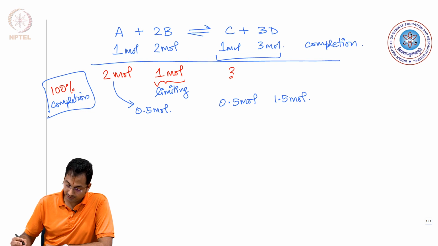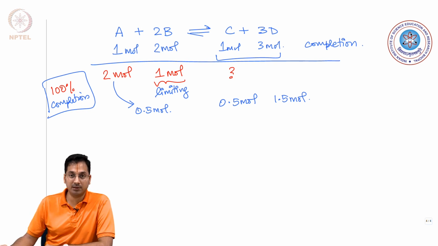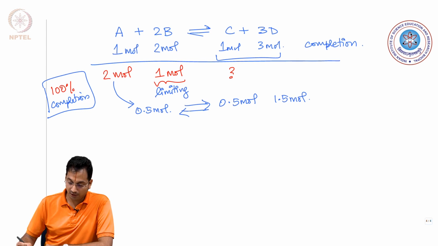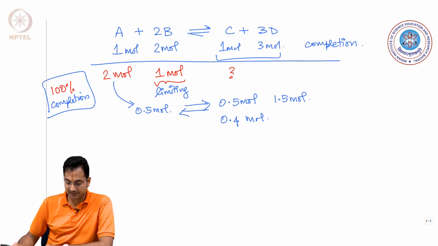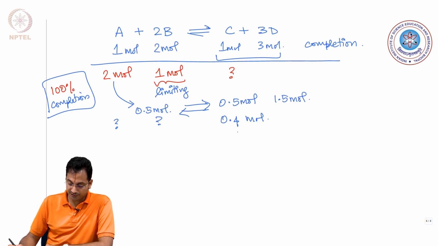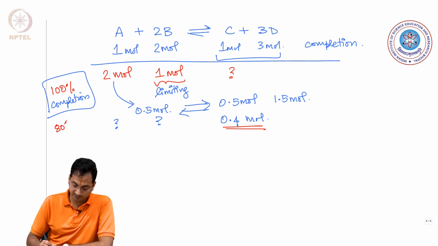What could end up happening here is that it does not have to end up in a complete conversion to C and D. It could be in an equilibrium where you form less of C and D. For instance, let us assume 80% conversion happens and you have 0.4 mole of C. Then we can ask the question, how much of A or B are remaining under such a case? As I just mentioned, you started with 2 moles of A and 1 mole of B to get 0.4 mole of C. So, in this case we are talking about 80% completion.